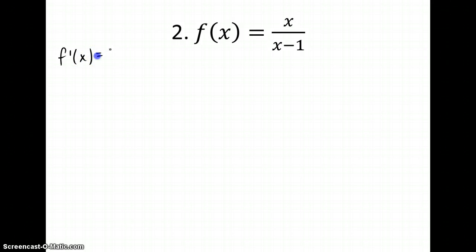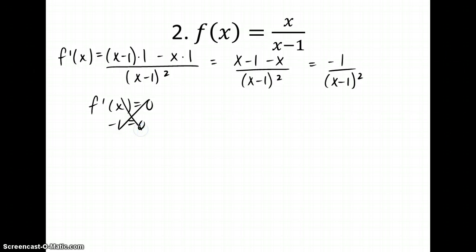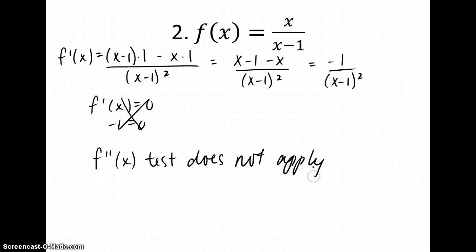First derivative using the quotient rule: bottom times the derivative of the top, minus top times the derivative of the bottom, all over bottom squared, x minus 1. So this simplifies to negative 1 over x minus 1 squared. In an attempt to find where the derivative equals 0, there's no condition where the derivative equals 0. So the second derivative test does not apply. And sometimes it's as simple as answering a question like that.